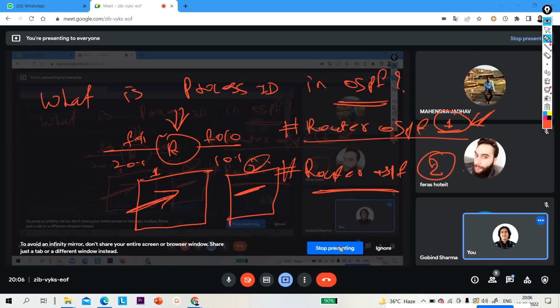Suppose my network command is network 10.0.0.0. If I run this network command in OSPF process 1, then this link will be stored in this memory, not in the other process. So the process ID is used to identify the process of OSPF on the router. Okay, second question is, what is router ID?